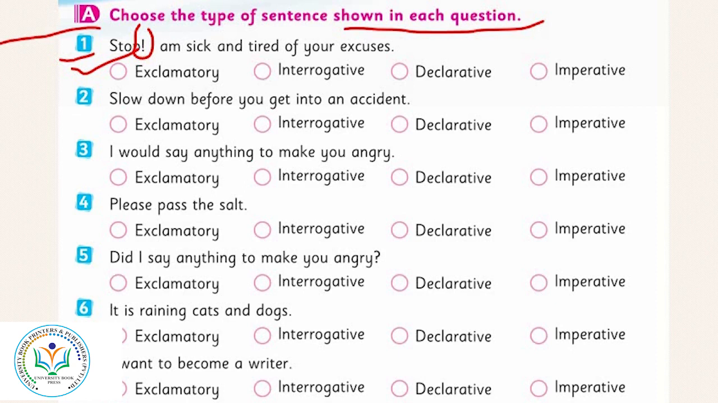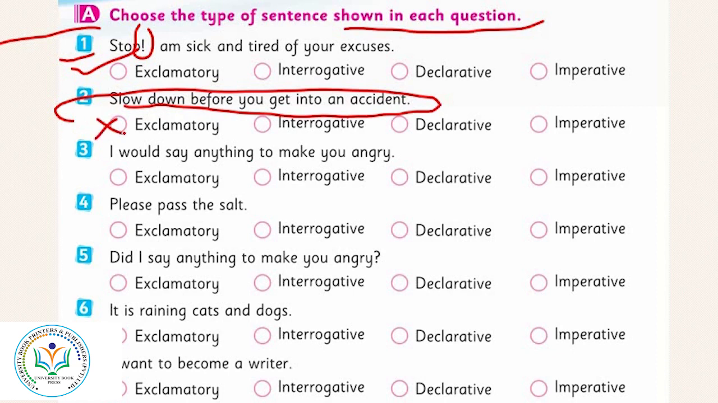Look at the second one. Slow down before you get into an accident. This is an opinion statement here. So what will it be? No, not exclamatory, we don't have any feelings or exclamation mark here. Interrogative? No, we don't have any question mark here. Declarative? No, it's not declaring anything. So it's an imperative sentence.